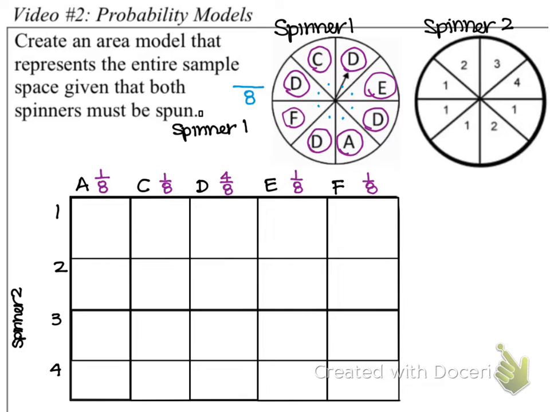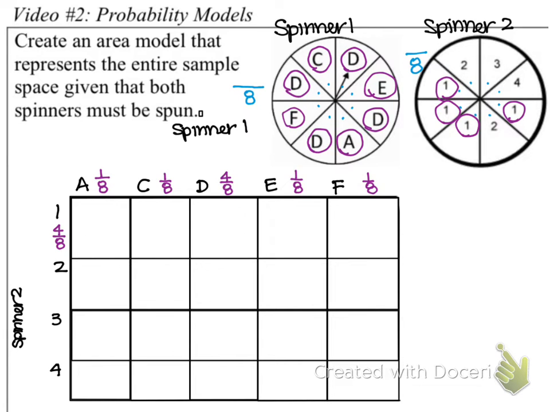So I set up my sections for spinner 2, and I go over to spinner 2. I'm going to find how many total slices I have here to represent the denominator. Looks like that's going to be 8 as well. Then I'll start finding the probability: how many of those slices actually belong to those numbers? With 1, looks like we've got a couple here. It looks like 4 of them belong to the 1, so the probability for 1 is going to be 4/8.